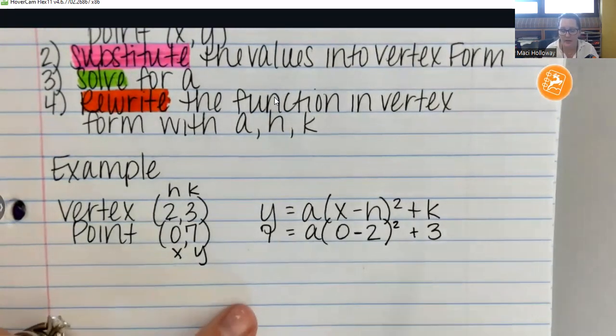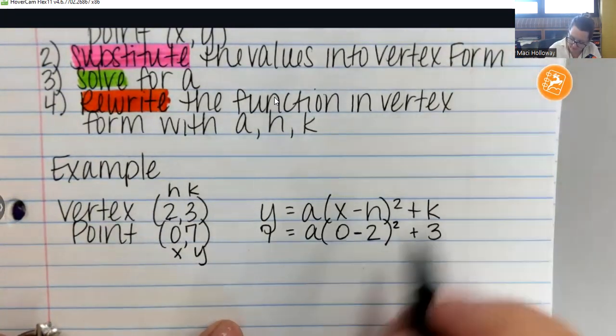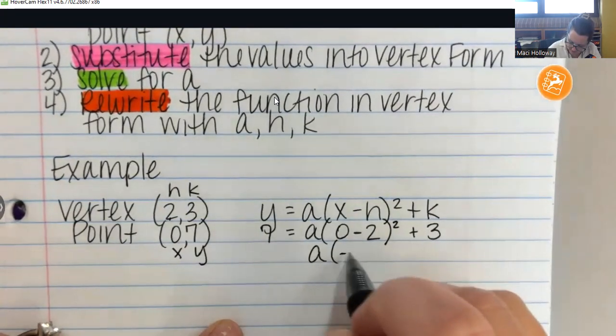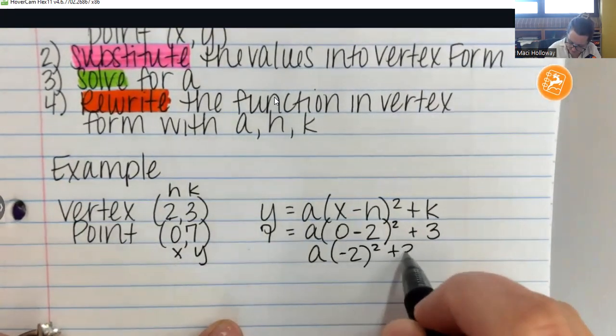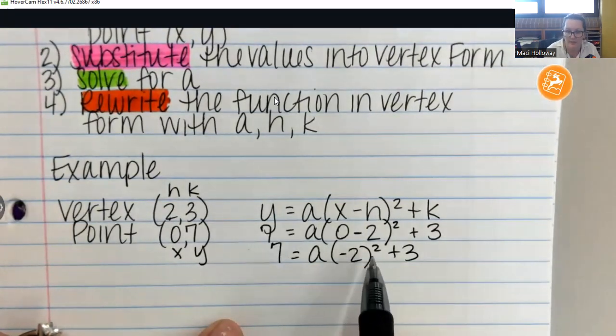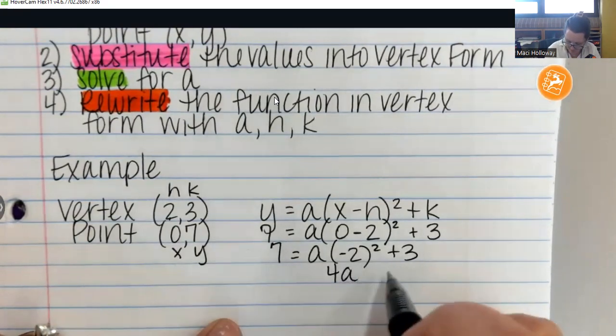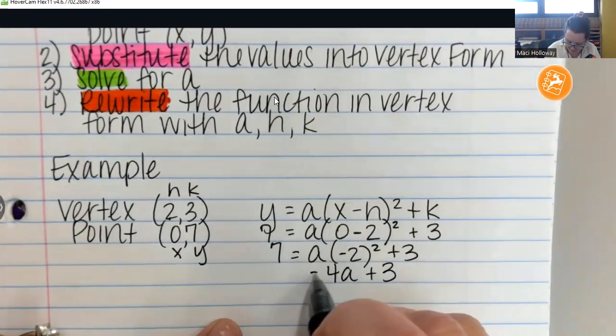So let's go ahead and work this out. We're going back to our order of operations: do what's in parentheses first. So 0 minus 2 is negative 2, squared, plus 3 equals 7. Negative 2 squared is positive 4. So we have a times 4, which we can write as 4a, plus 3 equals 7.